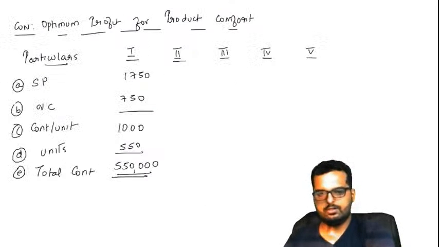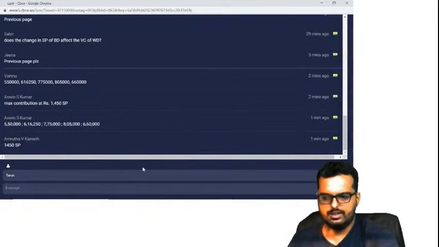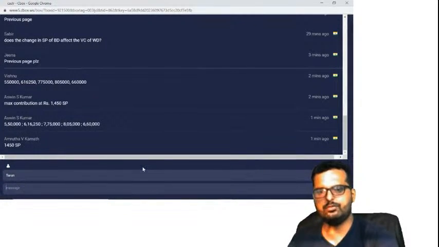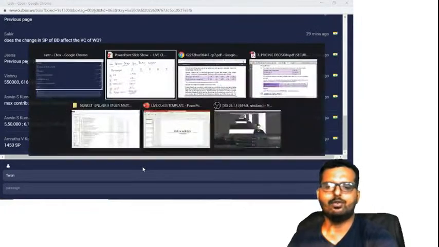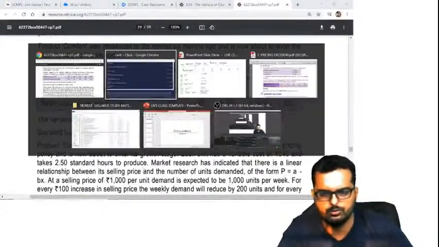Friends, have you got the answer? Ashwin, you've got the answer. Is it 5 lakh 50, 6 lakh 60, 250, 7 lakh 75, 8 lakh 5 and 6 lakh 60. So what is the optimum answer that you get over here? Is it 8 lakh 5,000? Let's check it. I'll just put it over here. The optimum answer is 1,000.